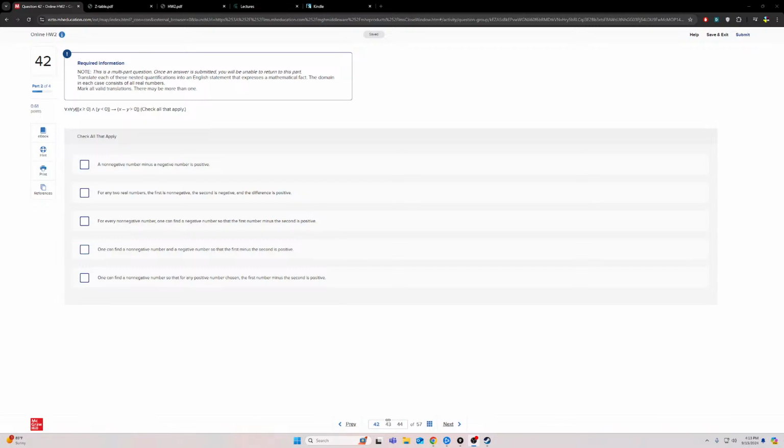For all of x and y, if x is non-negative and y is negative, then so it's always going to be true. Okay. For any two numbers, if the first is non-negative and the second is negative, the difference is positive.